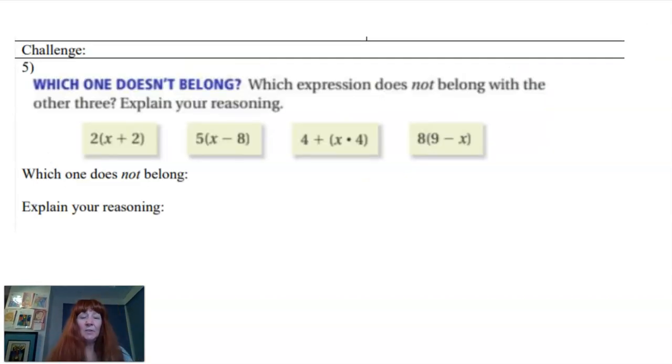Okay, the last thing I want to show you is this one that says which one does not belong. So I want you to explain your reasoning. You know, just like notice that I see a number next to parentheses, a number next to parentheses. Ooh, I kind of see a number next to parentheses, but there might be something in there that is not part of that pattern, and then number next to parentheses.